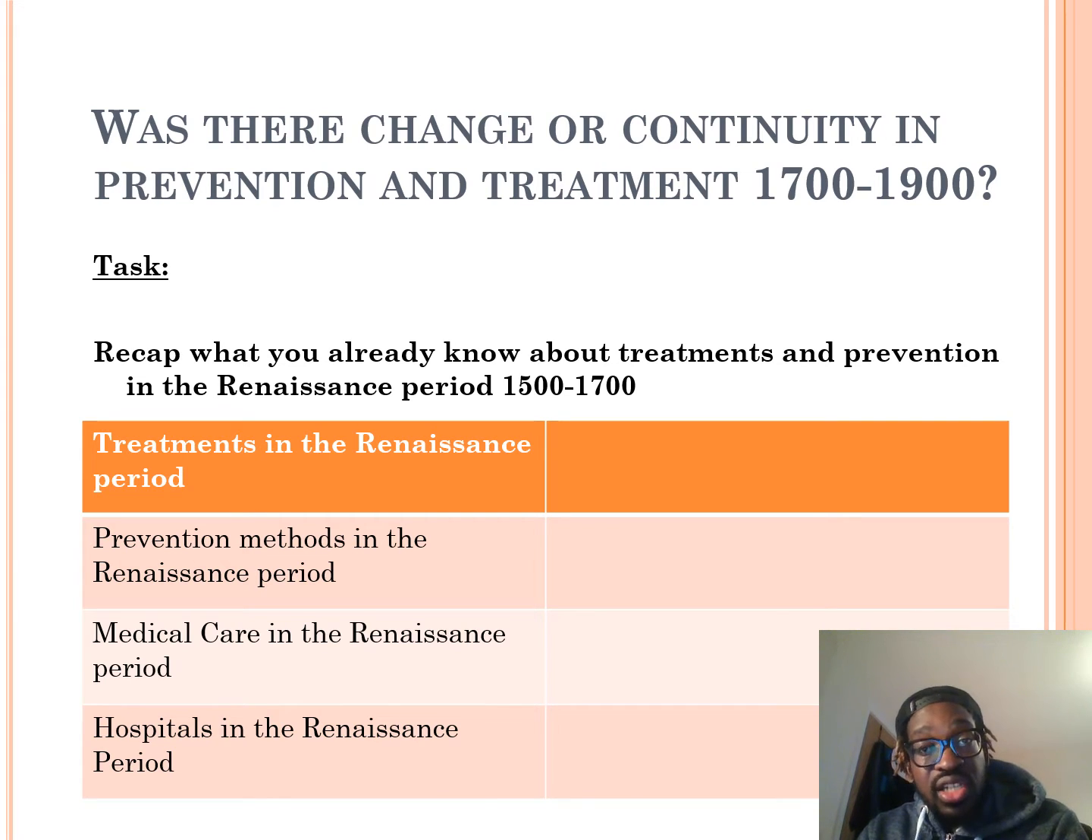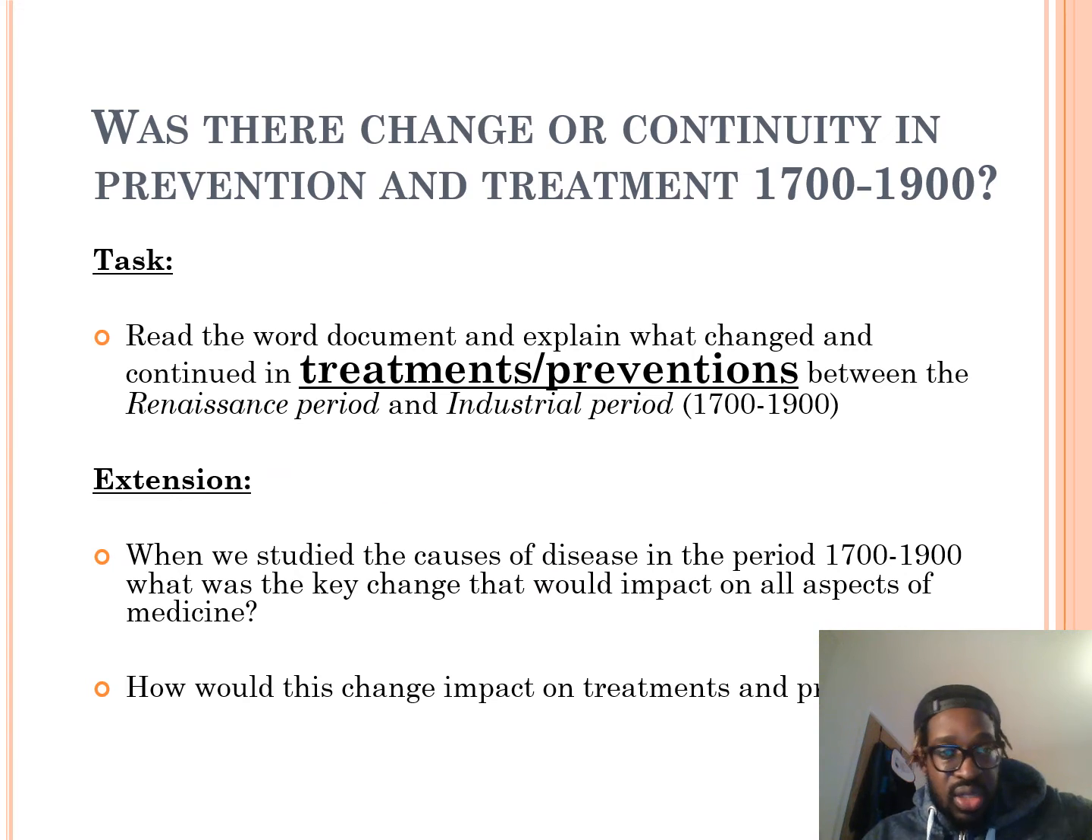So your first task is to recap what happened in the 1500s to 1700s, because you can't answer the question at the top, was there change or continuity in prevention and treatment, if you can't remember first and foremost what took place between 1500 and 1700. Once you've done that, write it in your book or Microsoft Word. I prefer it if you did Microsoft Word or edited this PowerPoint so I can actually mark your work and see what you're doing. Okay, next task now.